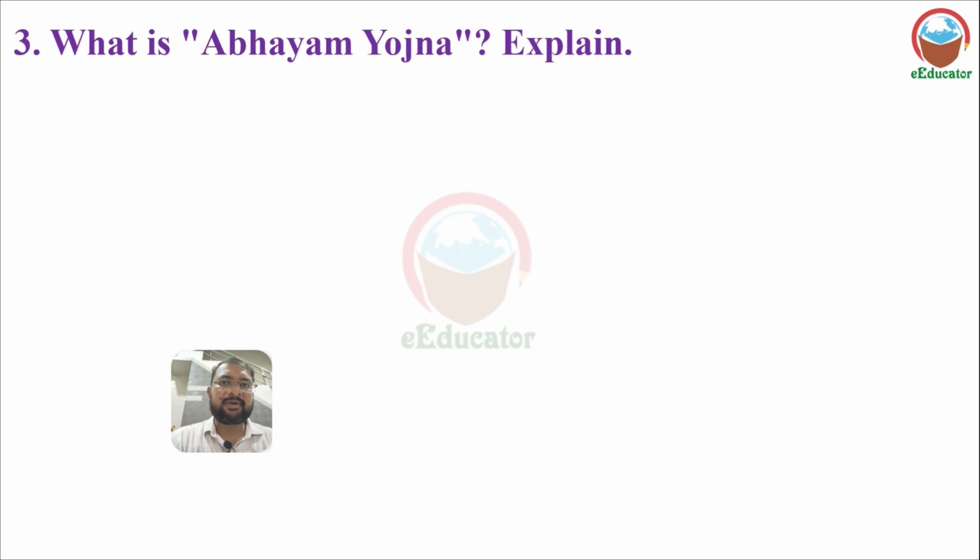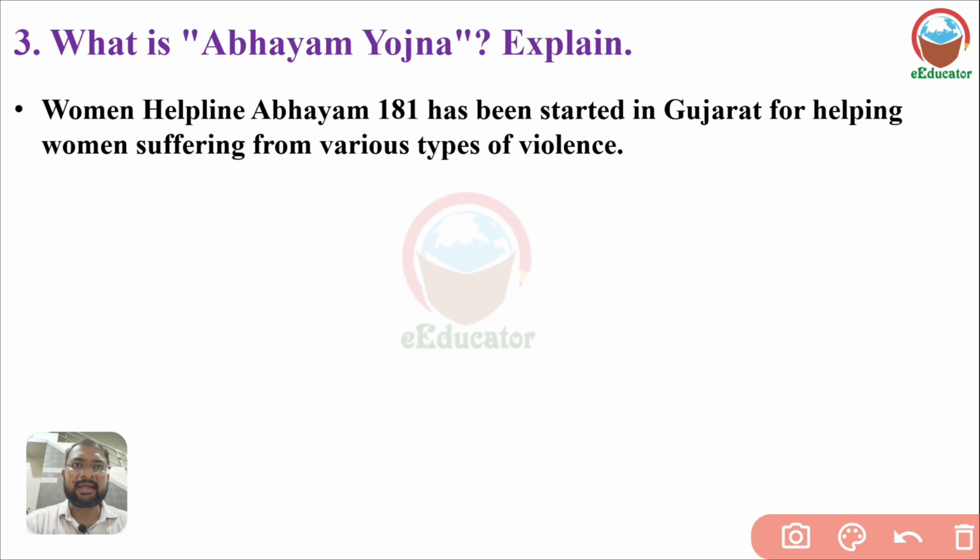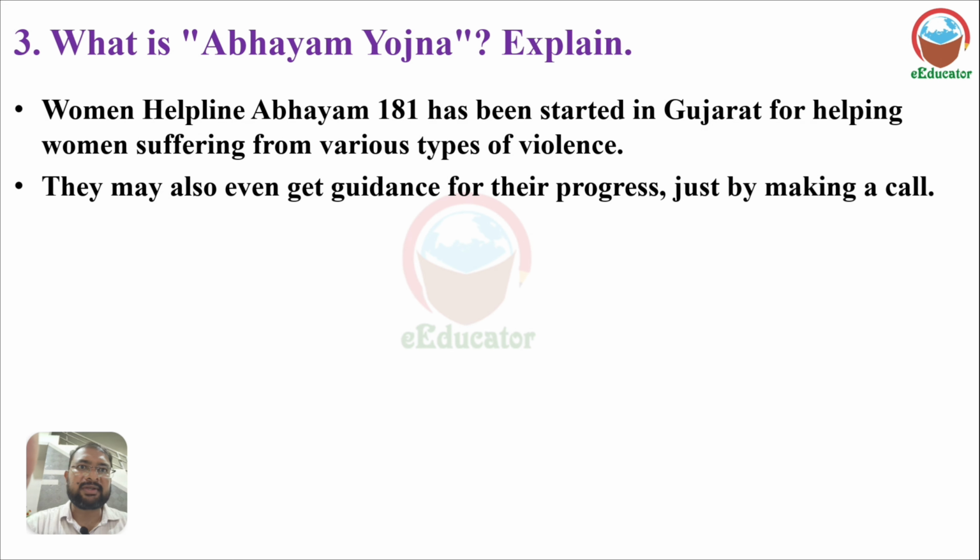What is Abhayam Yojana? Explain what is Abhayam Yojana. Look at here, Women Helpline Abhayam 181. Abhayam helpline number 181 is an emergency number for women. It has been started in Gujarat for helping women suffering from various types of violence, whatever violence they are suffering in the family, at home or outside, or wherever they are working. Working areas, anywhere, in industry, factories, schools, any institution, where they face harassment. So they can call and inform on 181. They may also get guidance for their progress just by making a call to 181.